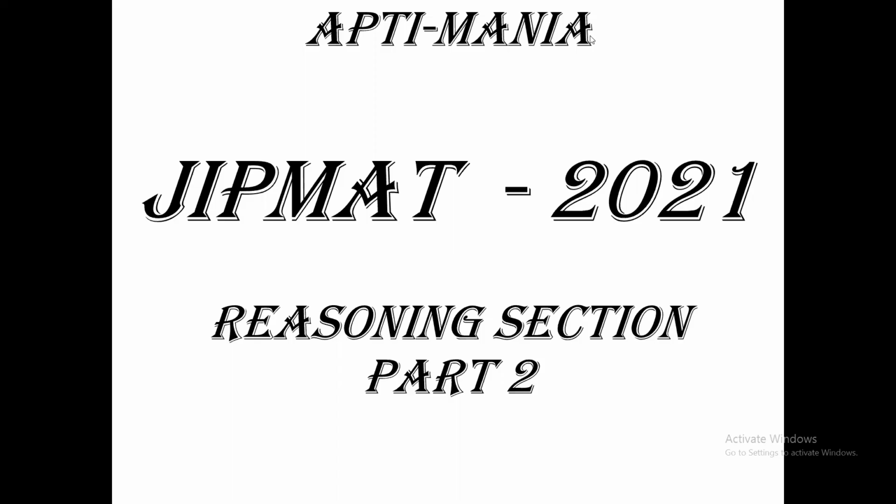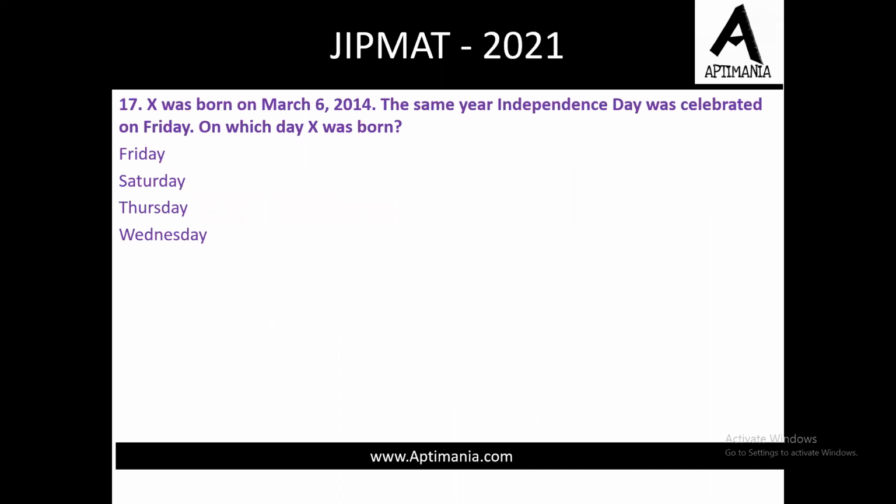Okay, so let's start with the second part of discussion of reasoning section of JIPMAT 2021 paper. So the question is, X was born on 6th of March 2014. The same year, Independence Day was celebrated on Friday. Now we know that Independence Day is basically 15th of August and year is 2014, and this day was given as Friday. Now we need to find on which day X was born. So basically we need to find the day on this particular date with reference to this.